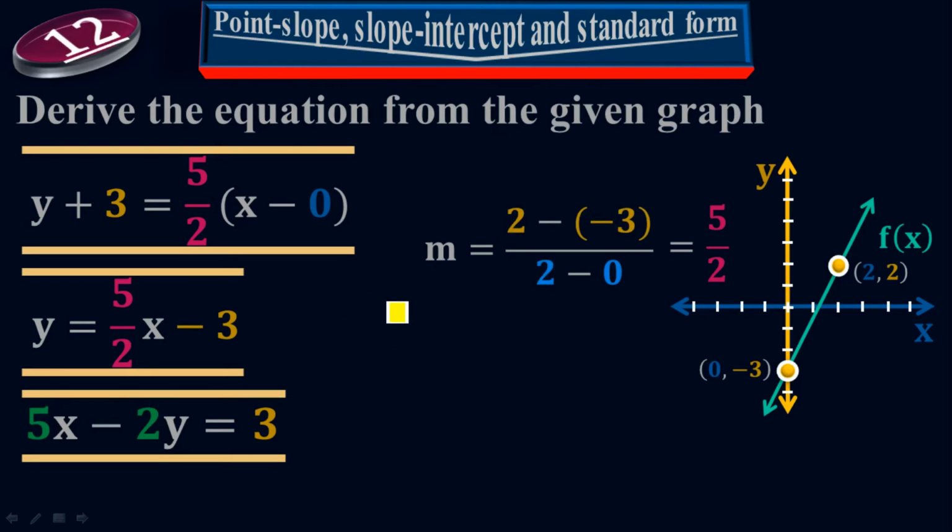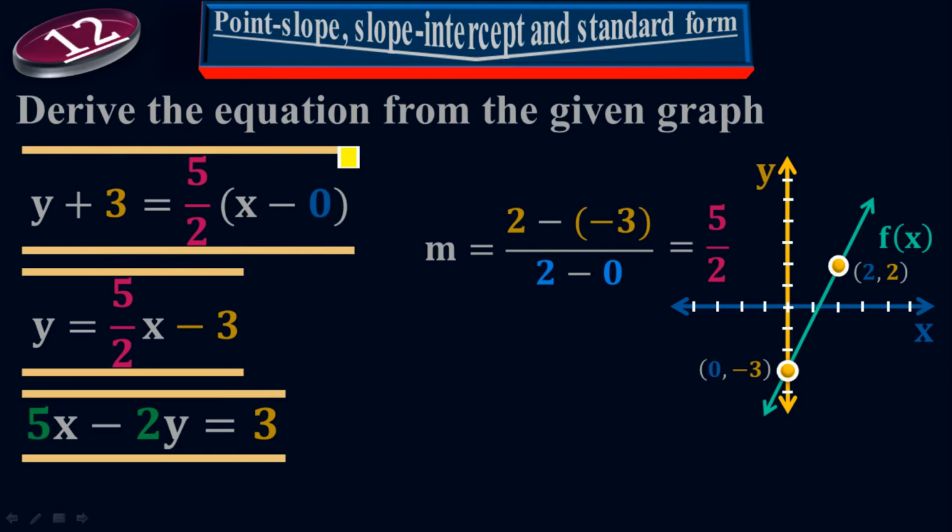So what we have achieved, the question asks to derive the equation from the given graph. The graph has been given. Y sub 1 and x sub 1 are known, but the slope of the line was unknown. So I got the slope of the line here, which is 5 over 2. And then I plug in all those values in point slope form. Negative 3 for y sub 1 and 5 over 2 for the slope, which is m, and 0 for x sub 1. There I got the equation in point slope form from this given graph.